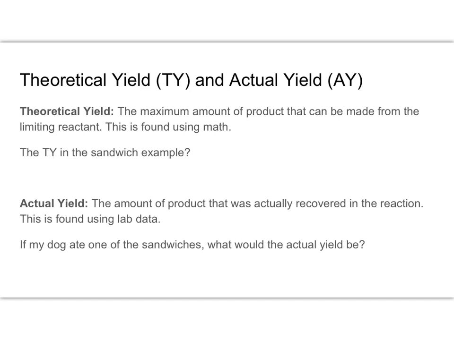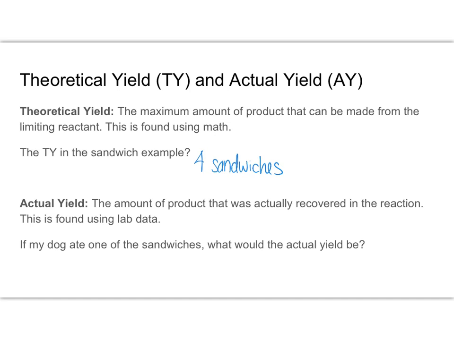Some other vocabulary is our theoretical yield. Our theoretical yield is the maximum amount of product that we can make using math. So if we look back at our sandwich example, the maximum amount of complete sandwiches I could make was 4. This is always found by looking at our limiting reactant and seeing how much of our product we could make by using that limiting reactant. So in our sandwich example, it would be 4 sandwiches because I would run out of ham after that.